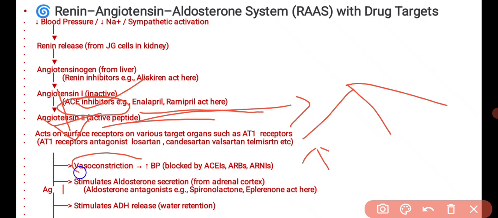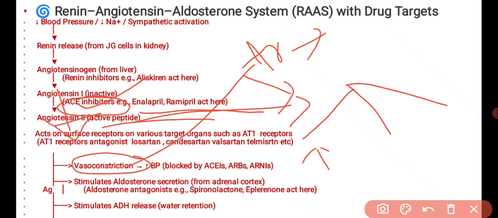So vasodilation of blood vessels may take place, both the arteries and veins. Dilation of arteries may cause decreased total peripheral resistance. Resistance to the blood flow is decreased, so thereby pressure on the artery wall is also reduced, and it also dilates the vein.